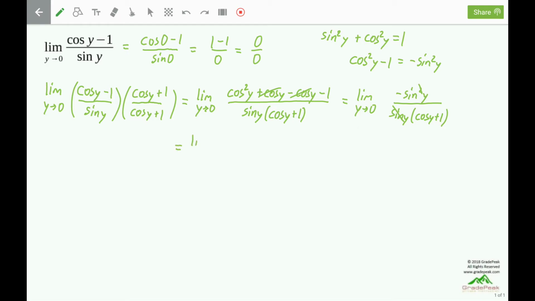At that point, we should no longer have the 0 over 0 indeterminate form. I'm going to rewrite what we have left over, and that will be negative sine of y over the cosine of y plus 1. And we should be able to plug a 0 in for the remaining y. So we have negative sine of 0 over the cosine of 0 plus 1. The sine of 0 is a 0, so we have negative 0. Cosine of 0 is a 1. 1 plus 1. The negative of 0 is just 0. 1 plus 1 is a 2. 0 over any non-zero number equals 0.